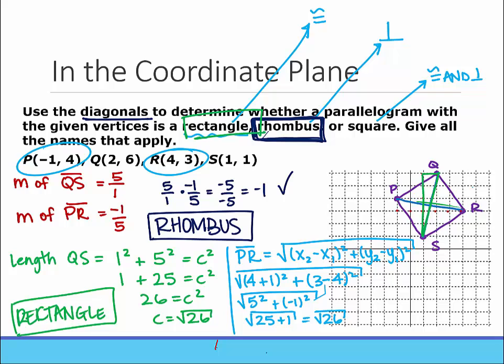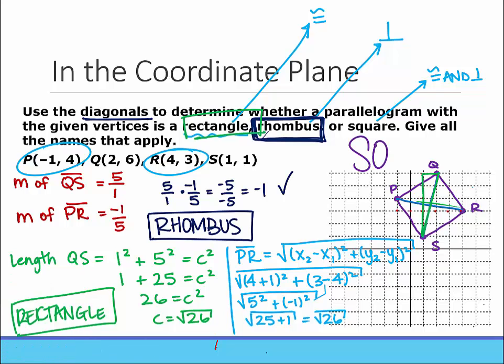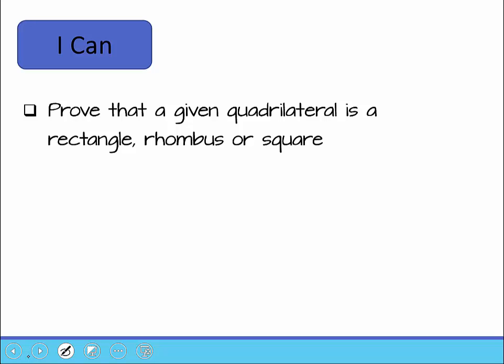And remember, if something is a rectangle and a rhombus, then it is a square. So we can name this 3 different ways. When it says give all the names that apply, it's a rhombus, a rectangle, and a square. So you should be able to prove that a given quadrilateral is a rectangle, a rhombus, or a square. And obviously it could be none of those.